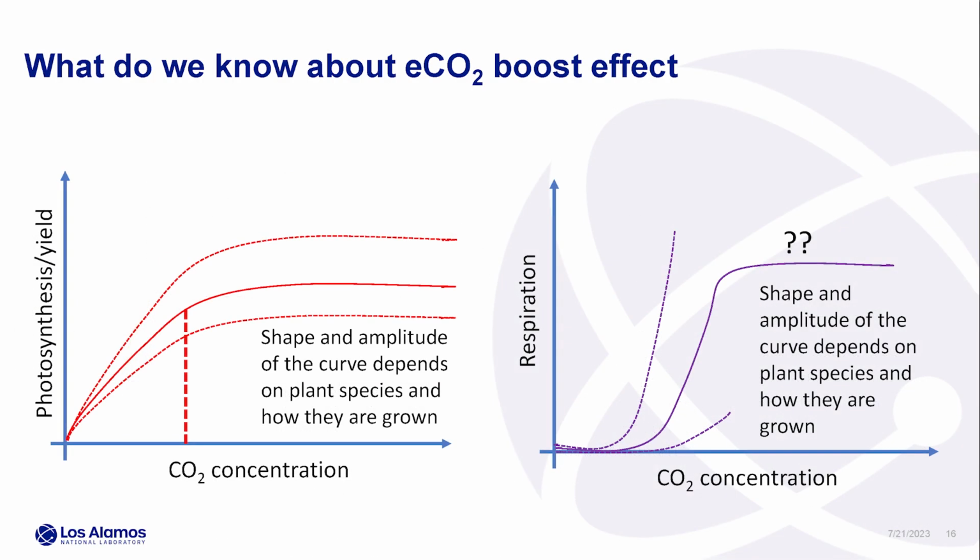So if we look into a little more detail and put this into the ecosystem context, going from the greenhouse outside to the field, yes, we know that photosynthesis increases with increasing CO2 concentration, but the shape of the curve and the amplitude depends on the plant species and the conditions where they grow. Similarly, we know that respiration goes up with increasing CO2 concentration, basically because there is just more stuff in ecosystems to decompose. But where the curve goes and whether it plateaus in the end, we really don't know. And it depends on where you are and how you do things.